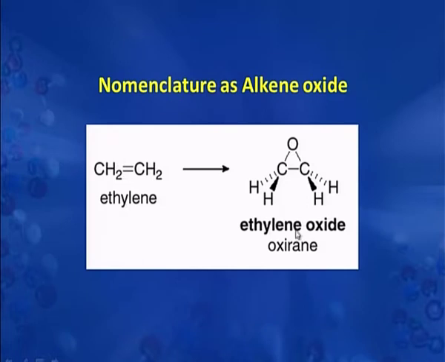Here you can see that this cyclic ether is basically, if we delete oxygen, or if we mentally think that there is no oxygen, then this is a 2-carbon alkene, and the name of the 2-carbon alkene is ethene, to which oxygen is attached, and that is why we name this molecule as ethylene oxide.